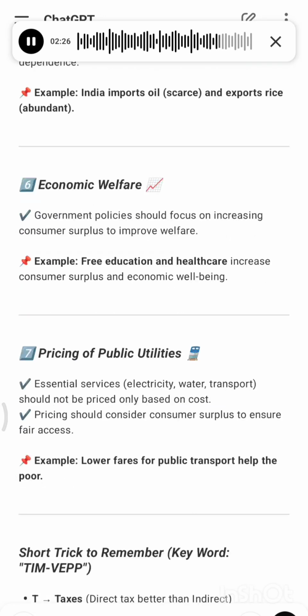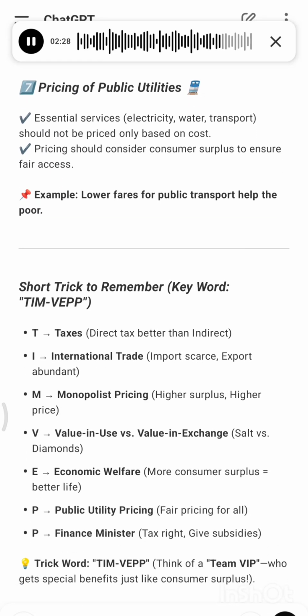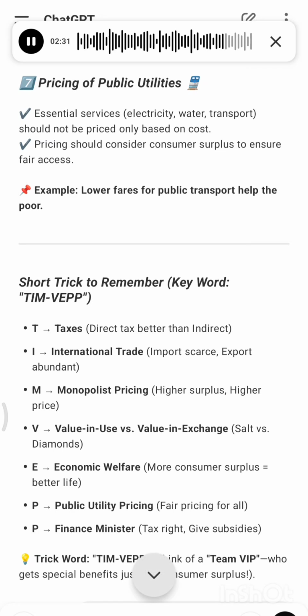Short trick to remember. Keyword: TIMVEP. T, taxes: direct tax better than indirect. I, international trade: import scarce, export abundant. M, monopolist pricing: higher surplus, higher price. V, value in use versus value in exchange: salt versus diamonds. E, economic welfare: more consumer surplus equals better life. P, public utility pricing: fair pricing for all. P, Finance Minister: tax right, give subsidies. Trick word: TIMVEP, who gets special benefits just like consumer surplus.